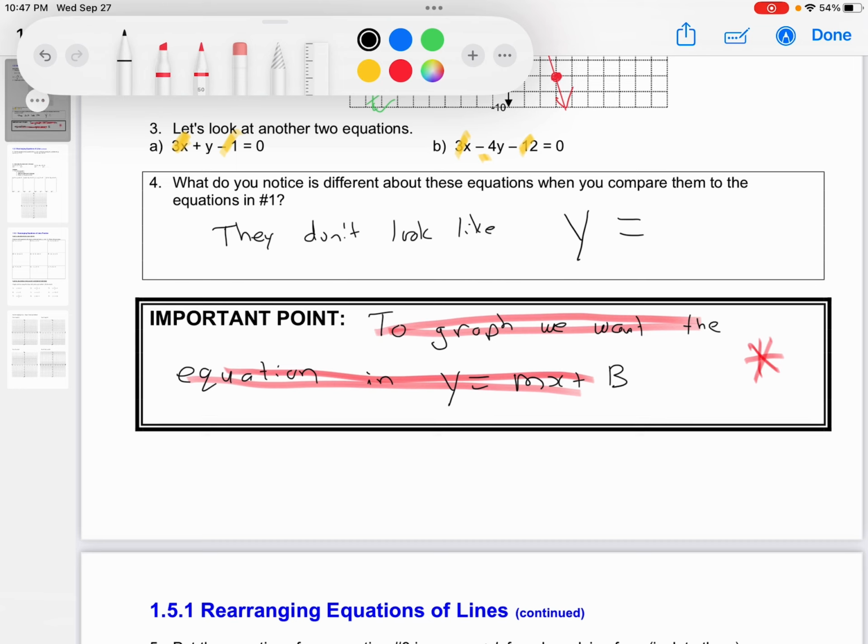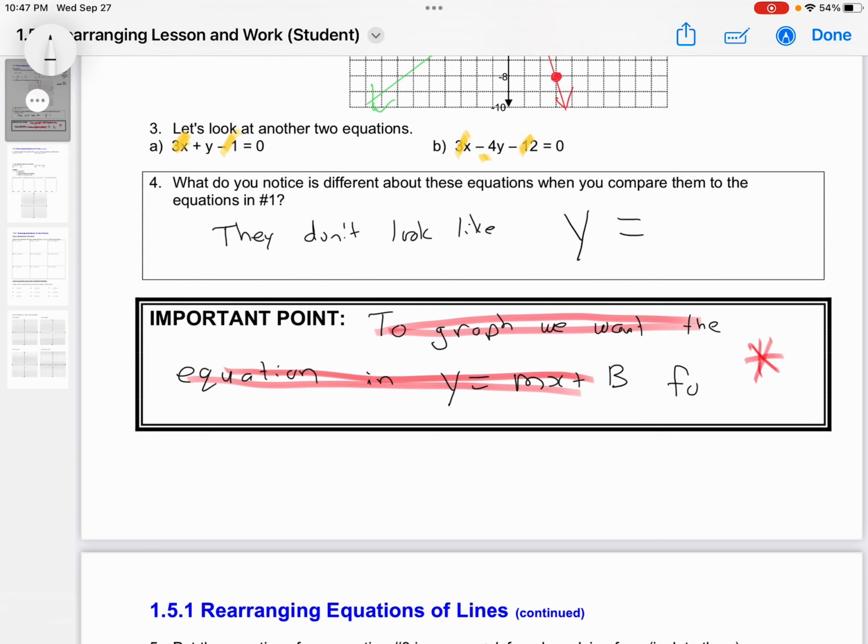Into y equals mx plus b form. Oh, I didn't put that word in there. To graph, we want the equation in y equals mx plus b form is the word that finishes that sentence. I got so distracted by my highlighting, I forgot to put that there. All right. Make sure you copy that sentence down.